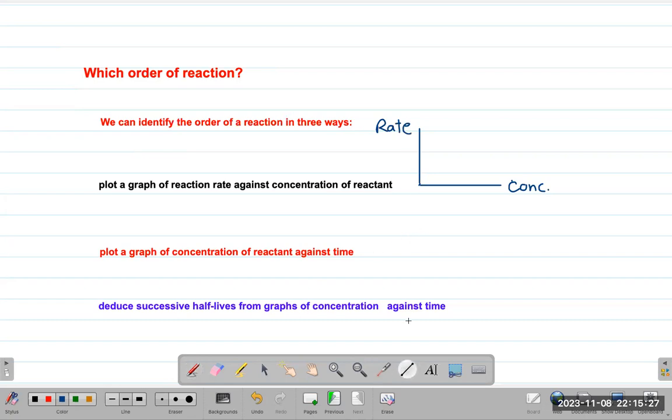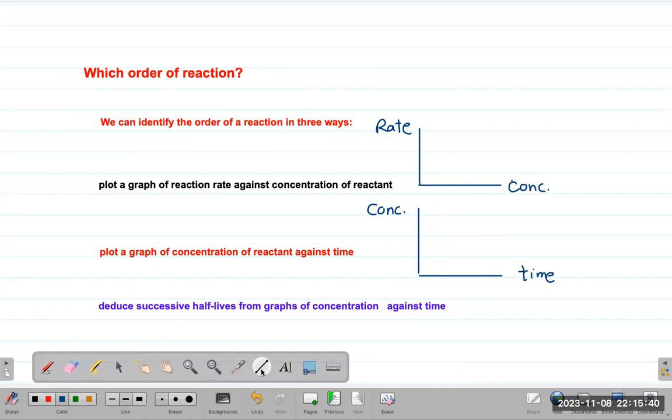Another method of doing that is putting a graph between two different things: the concentration of the reactant against time. So I'll see what is the concentration here of my reactant and what's time. And the last method is by making a curve of x against y, where x is still time, but y will be the different half-lives, and we'll see what the different half-lives of the concentration are. So different half-lives versus time, and let's see every one of these separately.